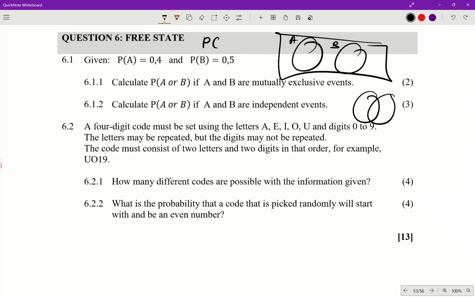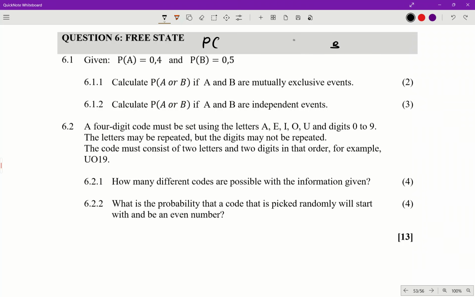Once you have an intersection like this, the probability of A and B is not equal to 0 here. It can never be 0 because you have an intersection. But here, once they are like this, where there's no intersection, the probability of A and B is 0. Actually, it is 0, because there is no intersection.